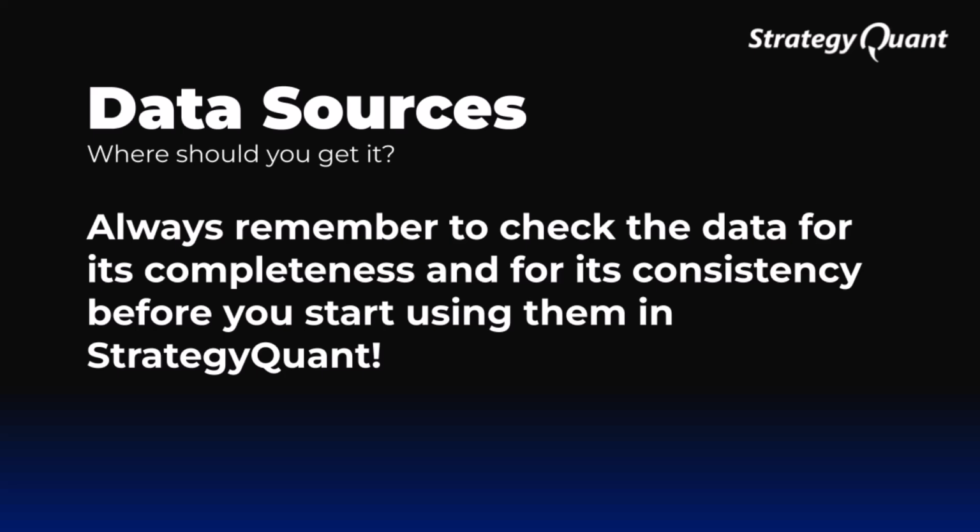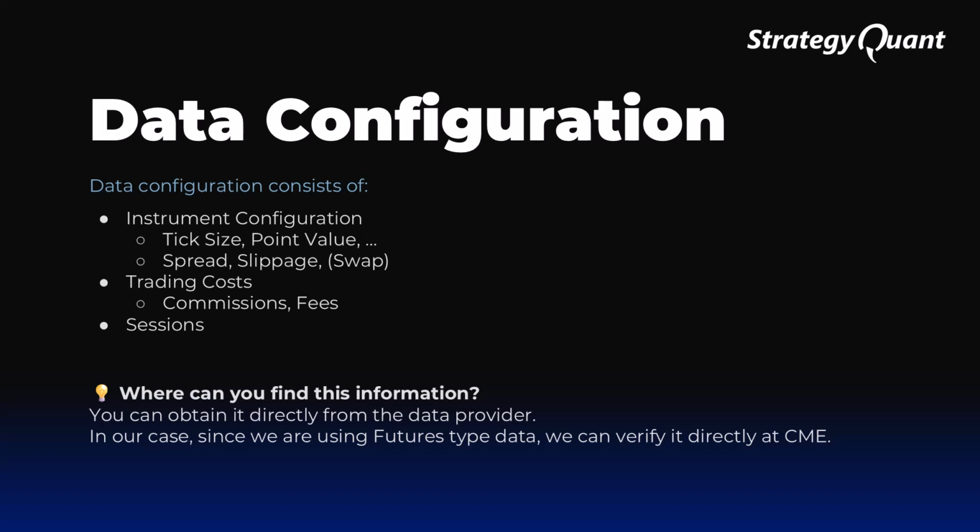So, always remember to check the data for its completeness and its consistency before you start using it in StrategyQuant. Next, let's talk about the instrument setup, because when we configure an instrument, we find several parameters which are crucial for our future processes. Some of them are tick size, point value, commissions, slippage, spread, and trading sessions. Each instrument in StrategyQuant must be configured accurately.